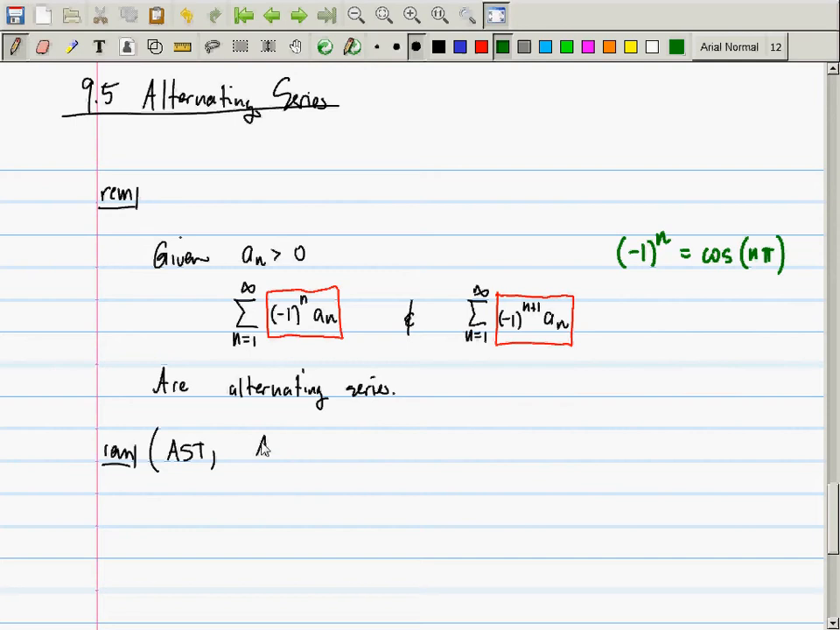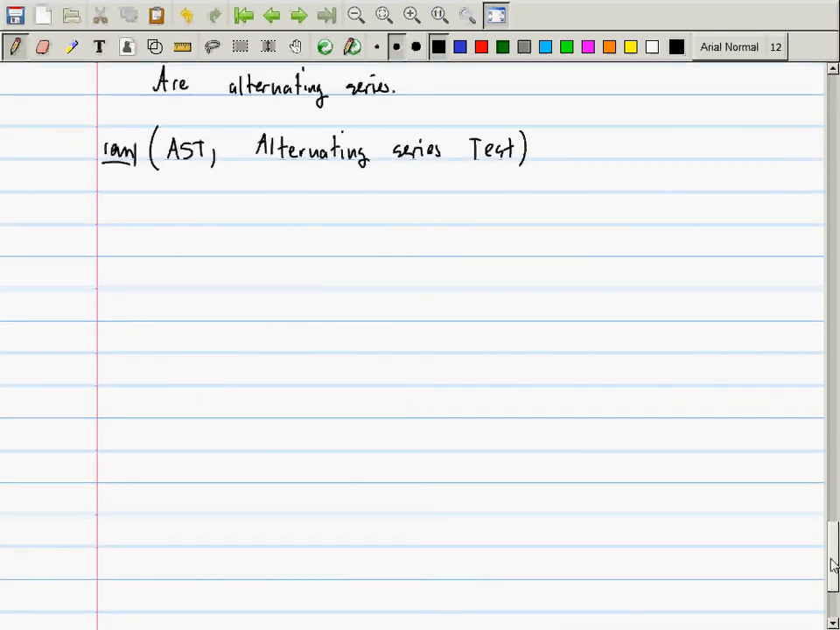Okay, so the alternating series test. So this is another test. Just like we have so many other tests, here comes another one.